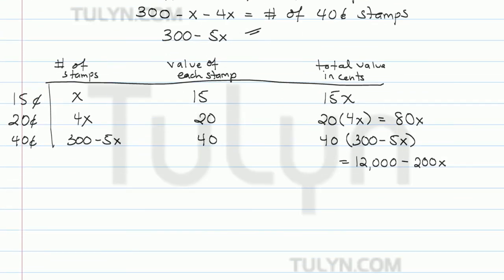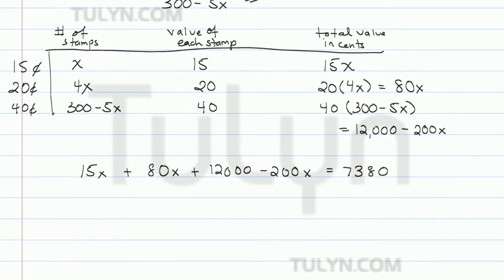Now we know that the total value is $73.80. If you add up the value of the 15-cent stamps, the 20-cent stamps, and the 40-cent stamps, you should get $73.80. But notice that on the left side, everything is written in terms of cents, so let's write the right side in cents too. $73.80 is 7,380 cents. So now we have this linear equation that we've got to solve.